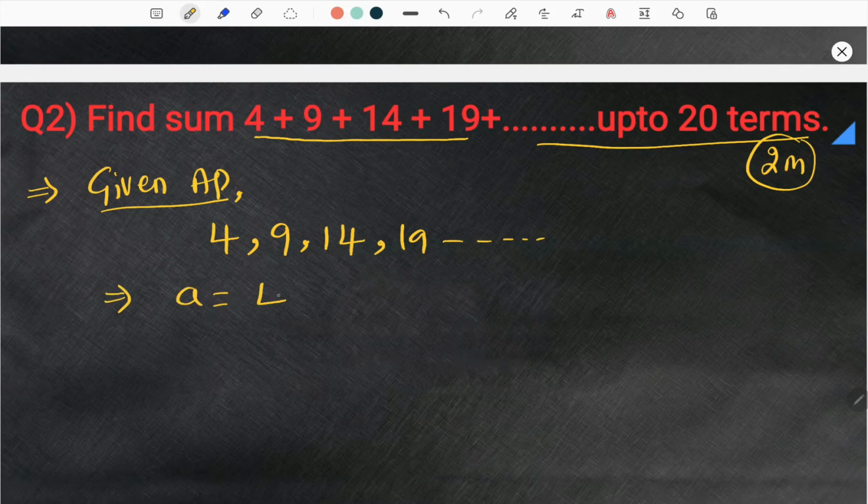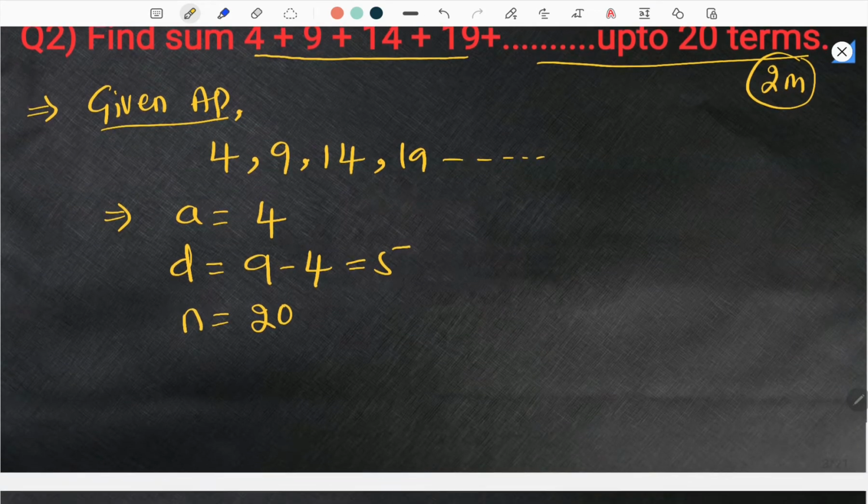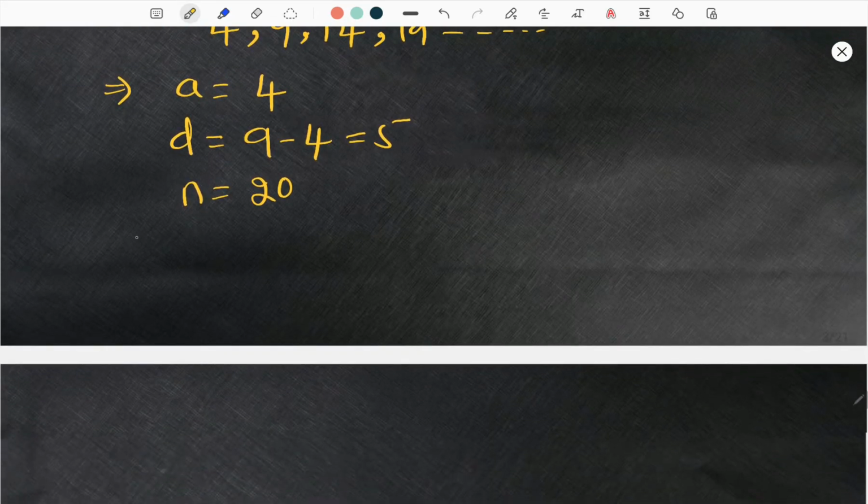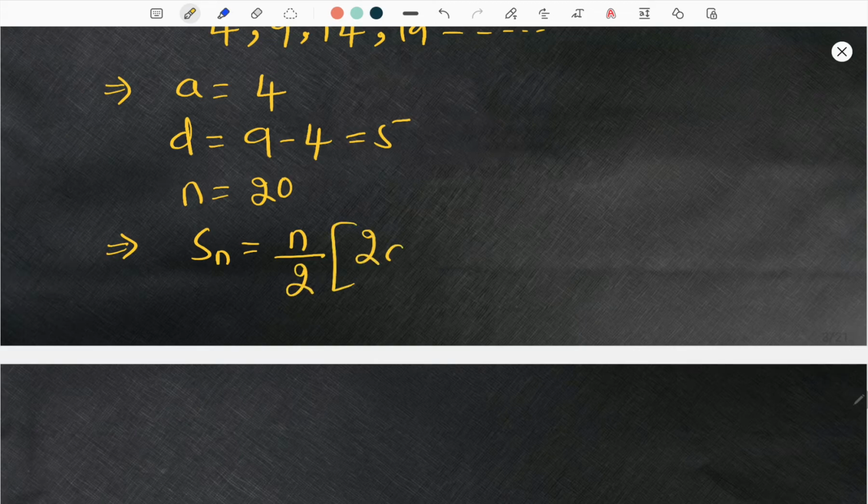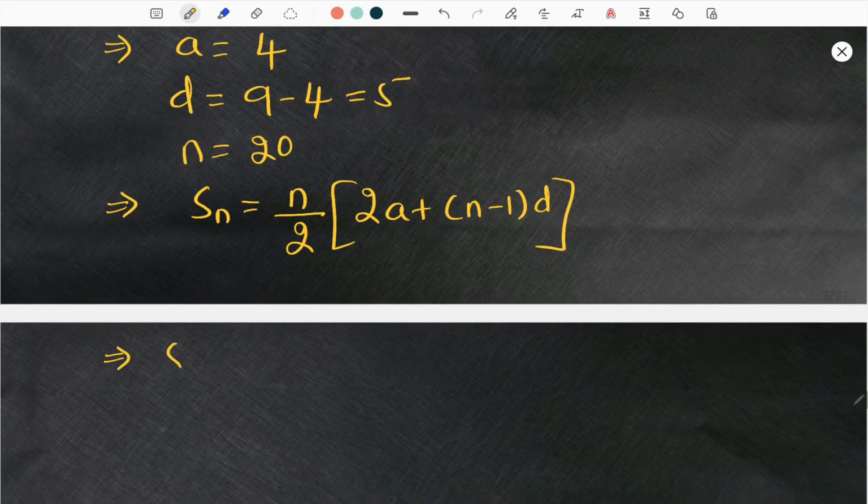a is equal to 4, and how about d? d is going to be 9 minus 4, it is 5. And n is 20. They are asking for the sum of 20 terms, and you can use this formula, right? Sn is equal to n by 2 bracket 2a plus n minus 1 into d. So this is the Sn formula, and we want the sum of 20 terms.